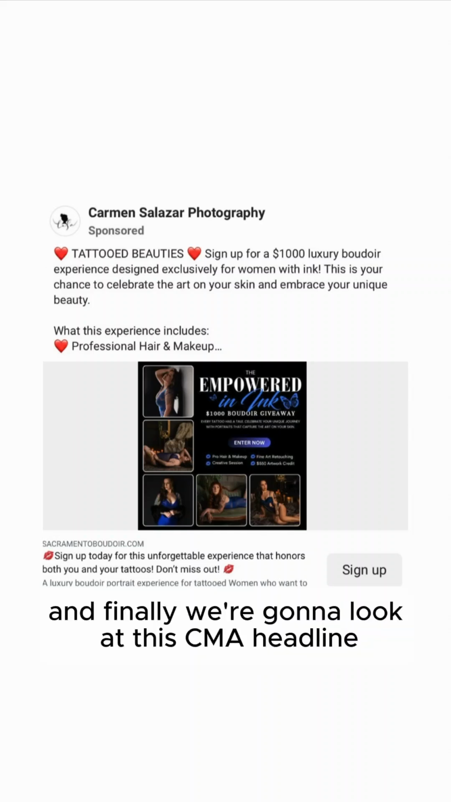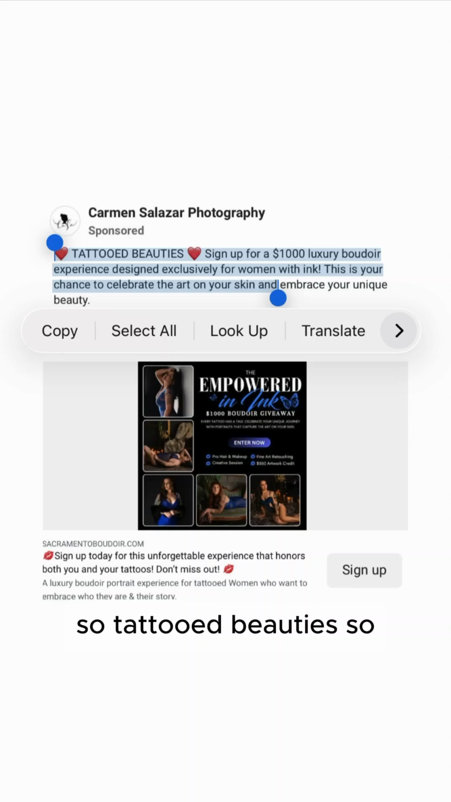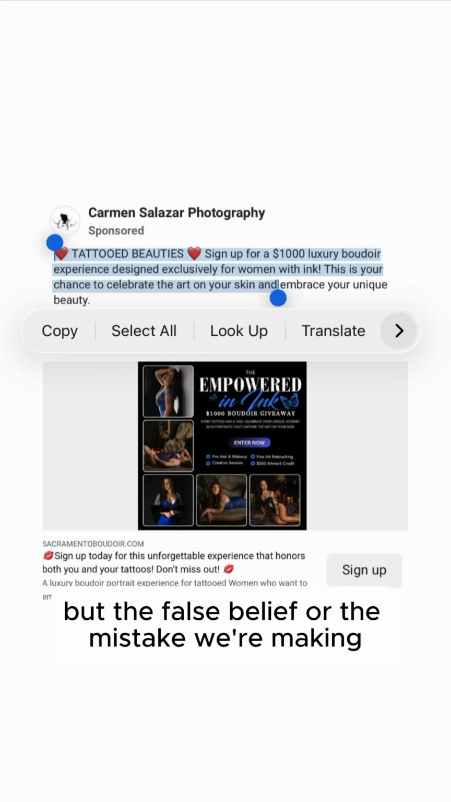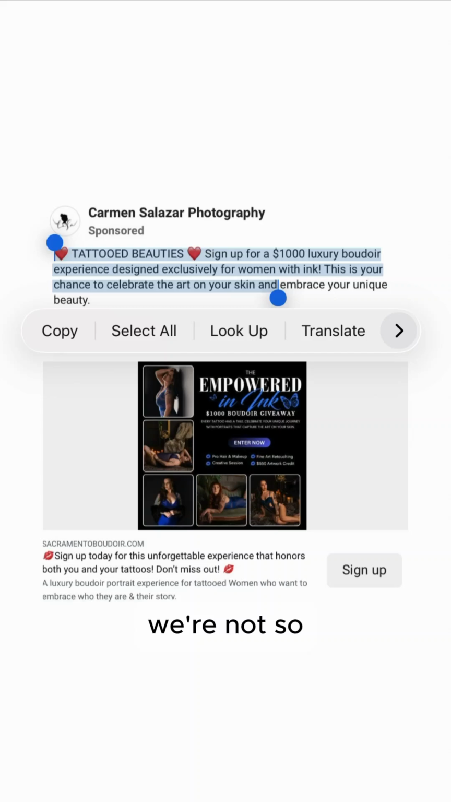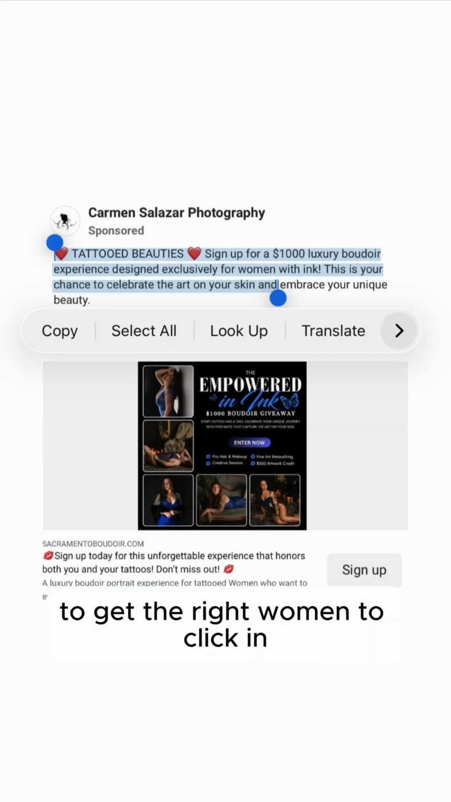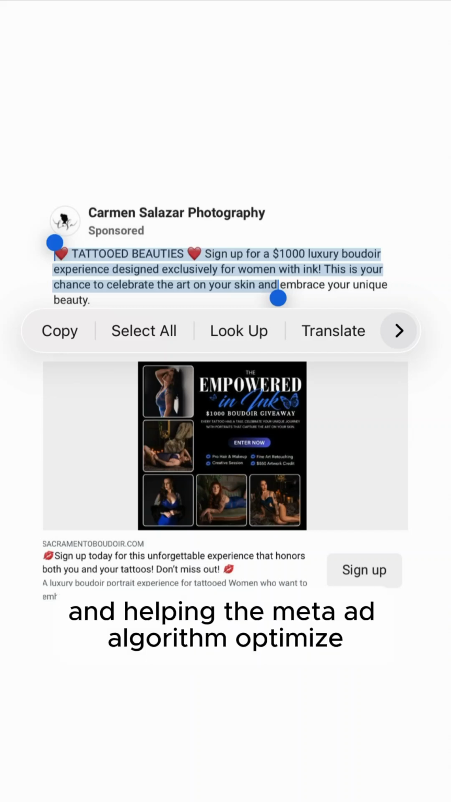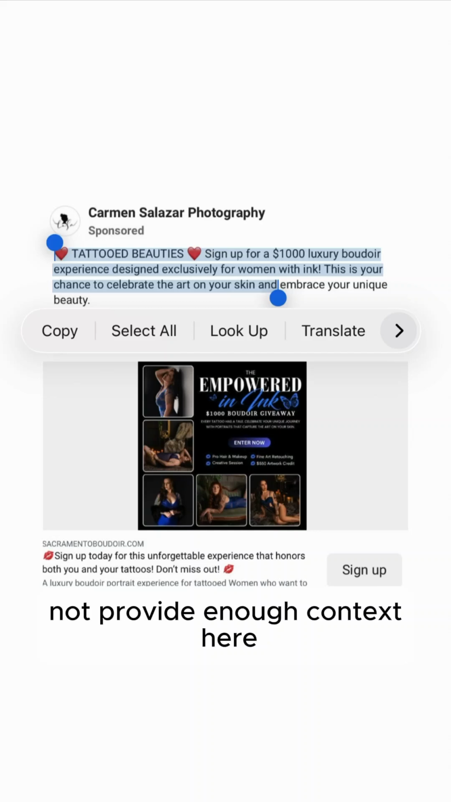And finally, we're going to look at this CMAR headline, the first 2 3/4 lines, Facebook newsfeed mobile. So, tattooed beauties. So, I think this is your chance. All right. So, we do got some good context here, but the false belief or the mistake we're making, we're doing the lack of context mistake. The false belief that causes us to make this mistake is we believe we provided enough context to get the right women to click in, and more of the wrong women to scroll on by, and helping the meta ad algorithm optimize.